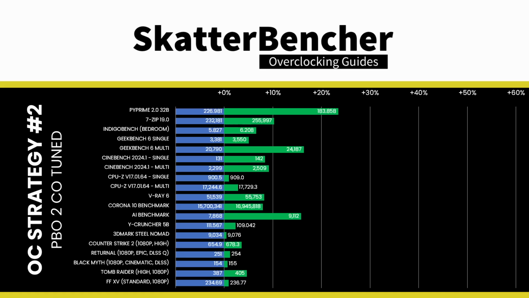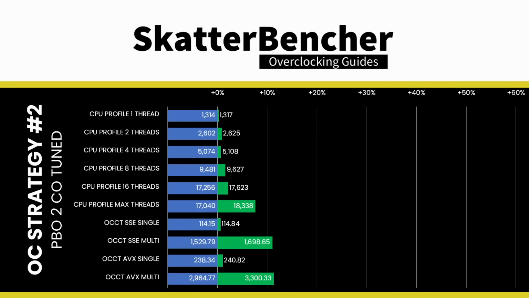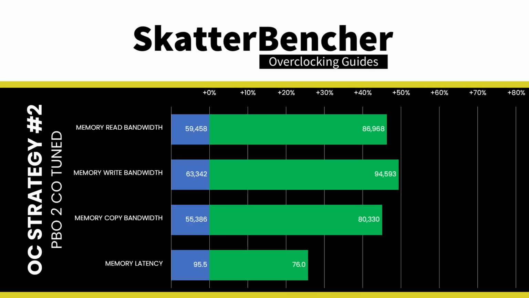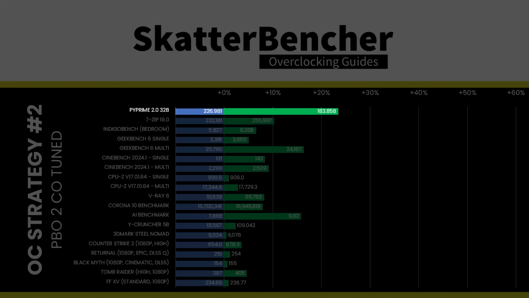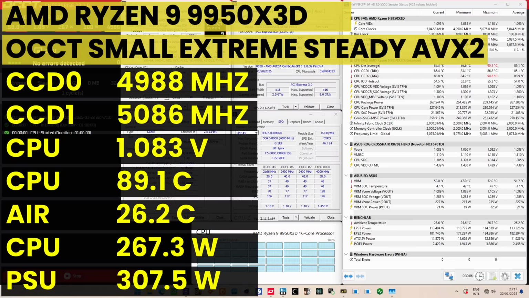Fmax Boost Override, Scalar, and Curve Optimizer work together to provide us with higher and longer frequency boosts in all kinds of workloads. We find that the performance improves across the board in pretty much every workload except gaming, where the improvement is not so visible. Geomean performance improves another 2 percentage points, and we get a maximum improvement of plus 23.45% in PY prime. When running the OCCT CPU AVX2 stability test, the average CPU CCD0 effective clock is 4988 MHz and CCD1 effective clock is 5086 MHz with 1.083 volts.